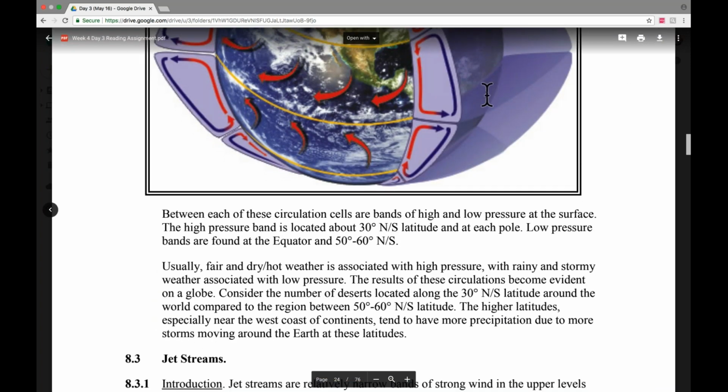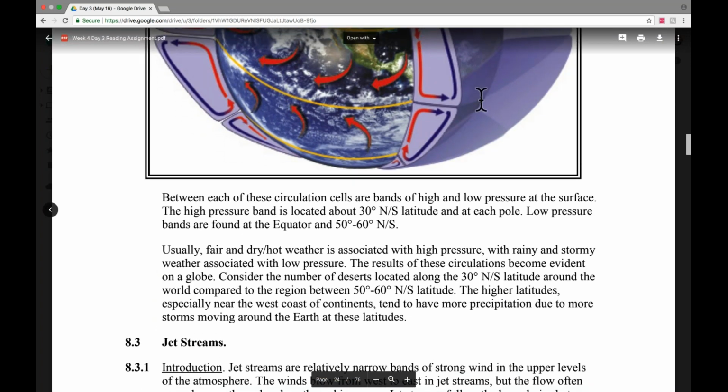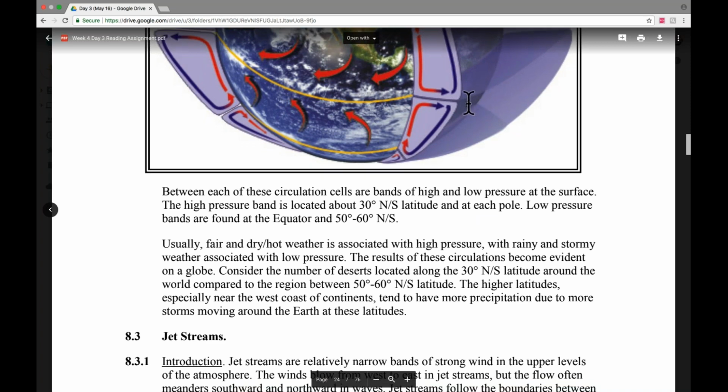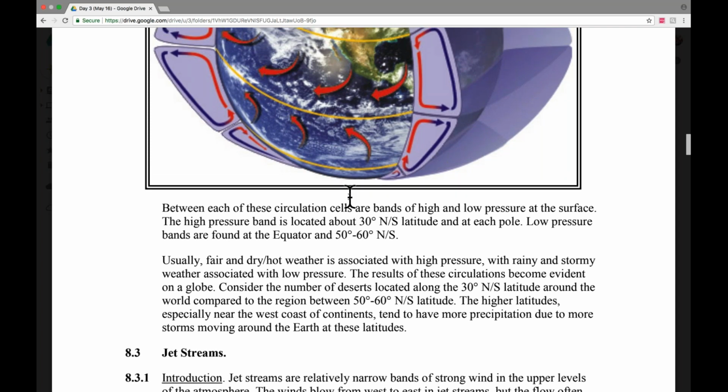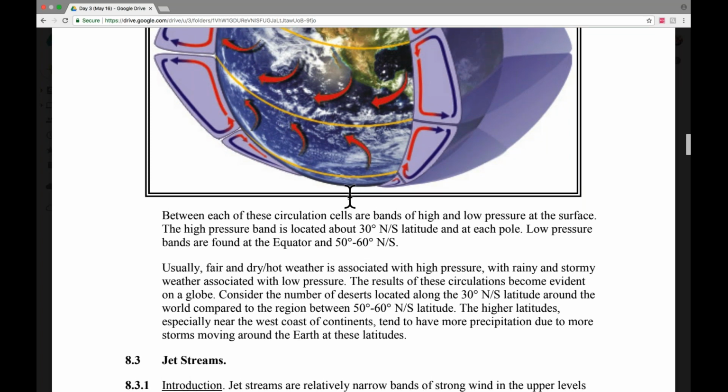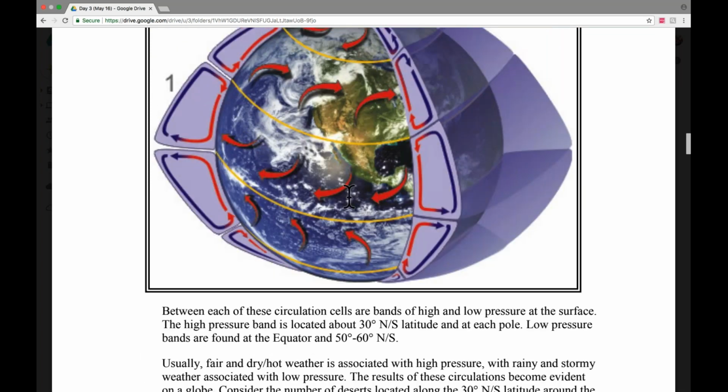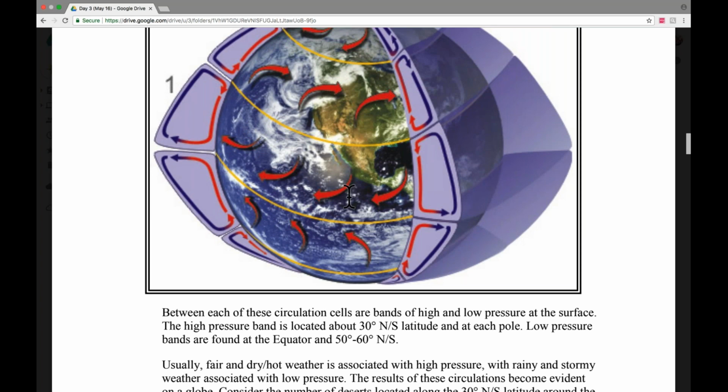So traveling east. Between each of these circulation cells, bands of high and low pressures at the surface. The high pressure band is located about 30 degrees north or south latitude and at each pole. Low bands are found at the equator and 50 degrees or 60 degrees south. So 50 degrees north, 60 degrees south.